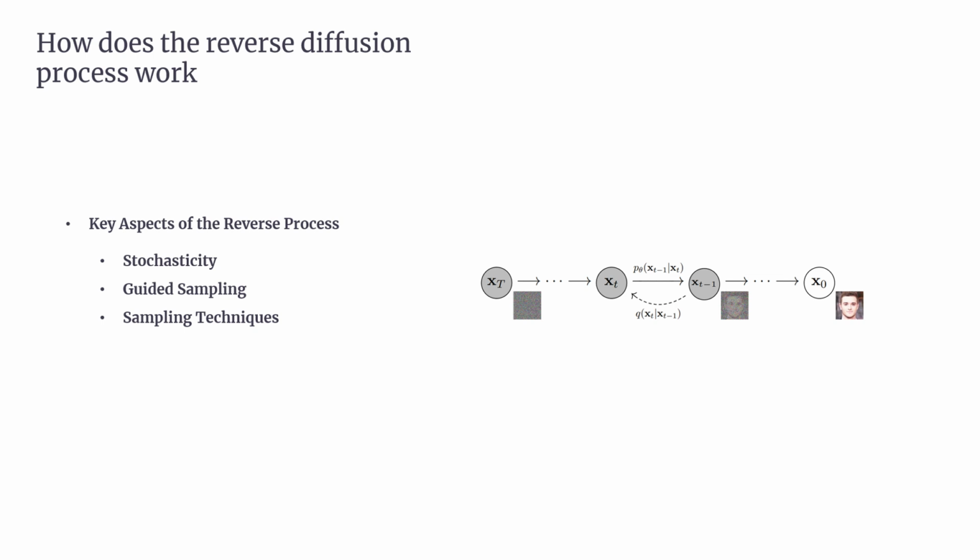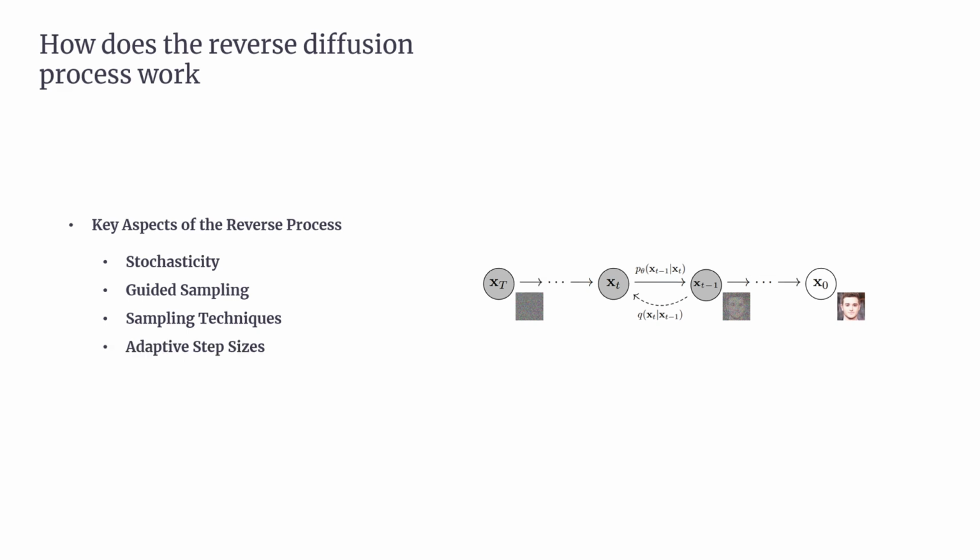3. Sampling techniques. There are various sampling methods used to improve efficiency and output quality. DDIM, denoising diffusion implicit models. This technique reduces the number of steps needed, speeding up the sampling process. Ancestral sampling adds more randomness, increasing diversity in the generated samples. 4. Adaptive step sizes. In some implementations, adaptive step sizes are used to balance quality and speed during the reverse process, helping the model generate better samples faster.